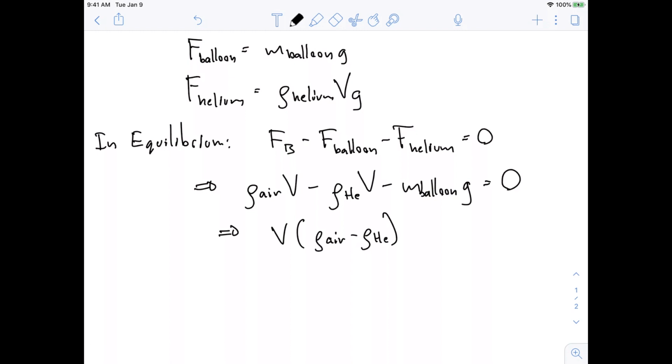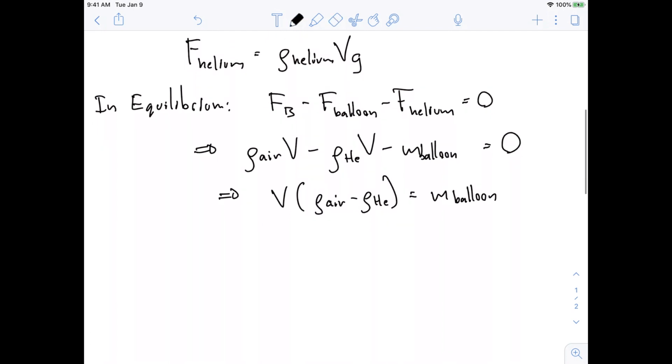We see that maybe the buoyancy force has to do with the difference in densities, right? And it's just equal to the mass of the balloon. And I said I was going to cancel the g's, and then I didn't, so I've got to make sure to correct that above. Okay. And just doing one more step here, we get V is equal to the mass of the balloon divided by (rho air minus rho helium).